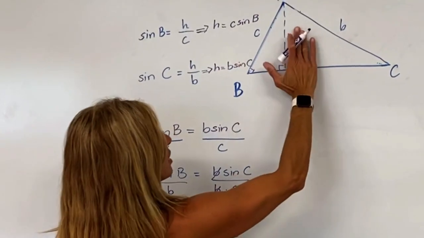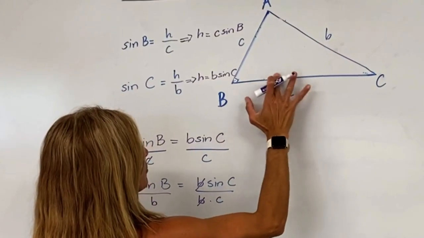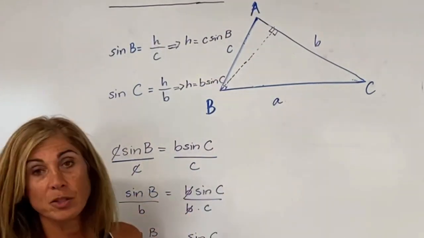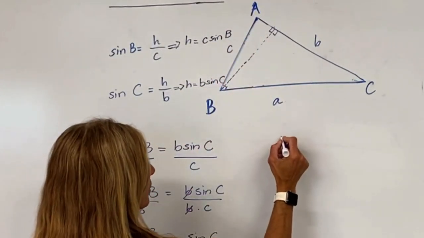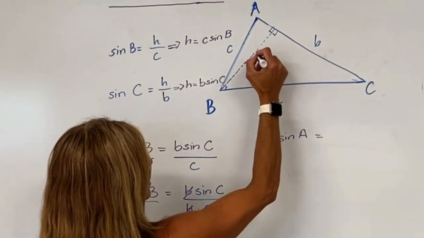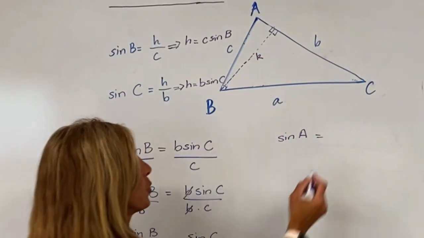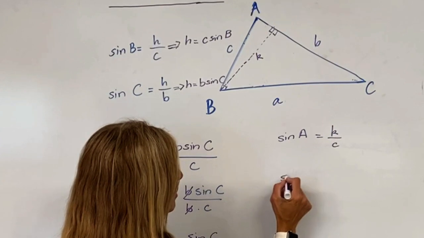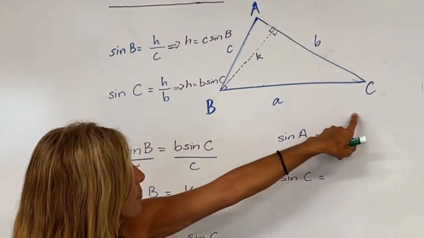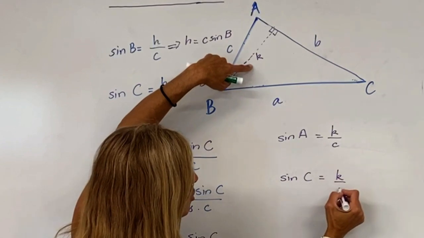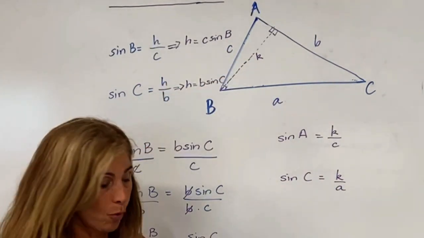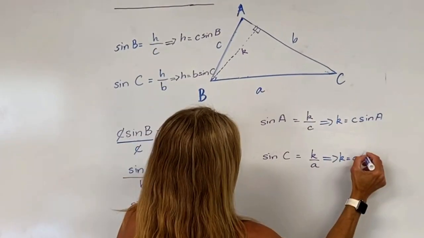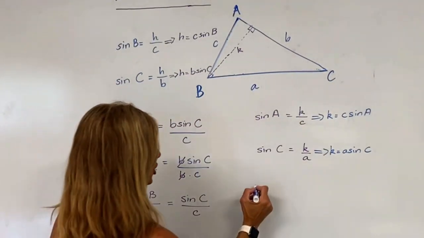Similarly, if we dropped a different perpendicular, for example, now we can look at angle A and angle C and compare them. So angle A, sine of A, again, let's call this K now, is equal to K over C, which is the hypotenuse, and sine of C, angle C, is K over side A. Similar to before, we can simplify and find both of these in terms of K, and just like before, we can set them equal to each other.